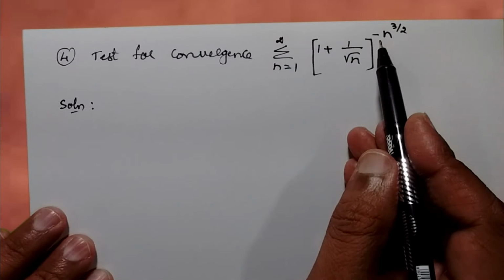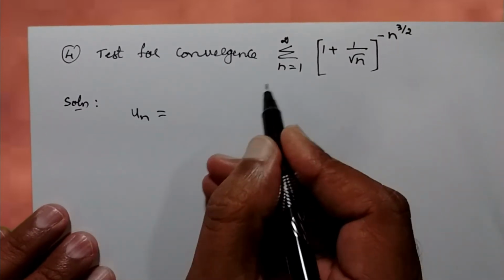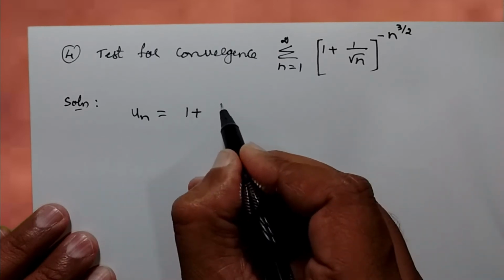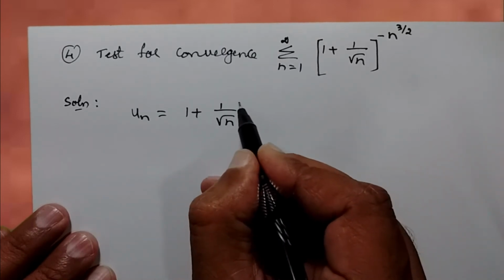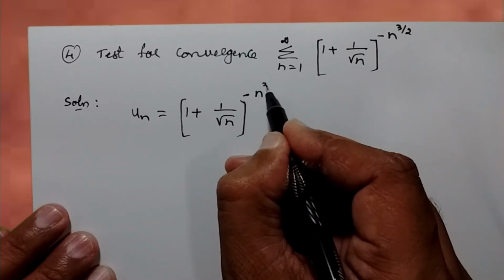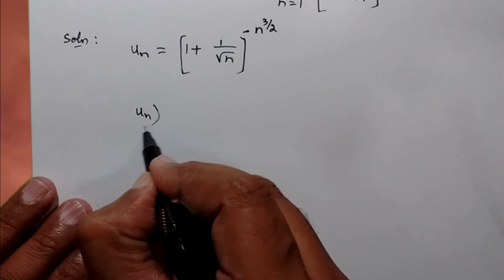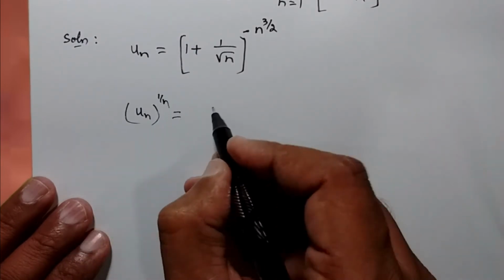Test for convergence, summation n is equal to 1 to infinity, 1 plus 1 by root n to the power of minus n power of 3 by 2. So what is given to us? Un value is known, 1 plus 1 by root of n to the power of minus n power of 3 by 2. Now raise to the power of 1 by n on both sides.